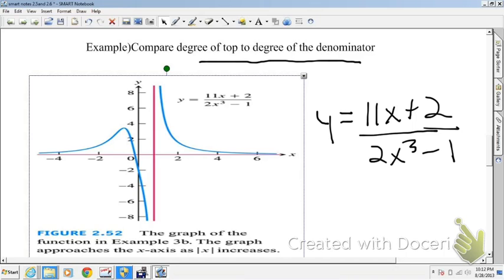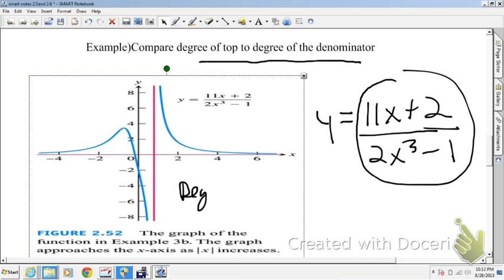Well, in this case, it's not the same, right? The degree of the numerator is smaller than the degree of the denominator. Remember, degree means the power. The degree of the denominator is 3rd degree, the degree of the numerator is 1st degree. The degree of the denominator is higher than the degree of the numerator. So I'm just going to note to self here, degree of denom is greater than degree of the numerator.